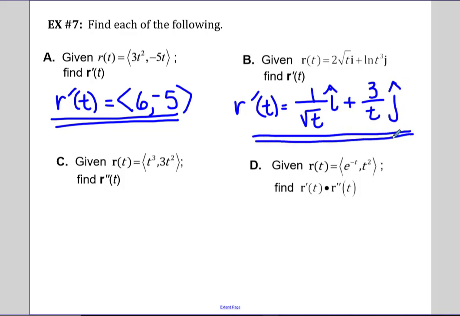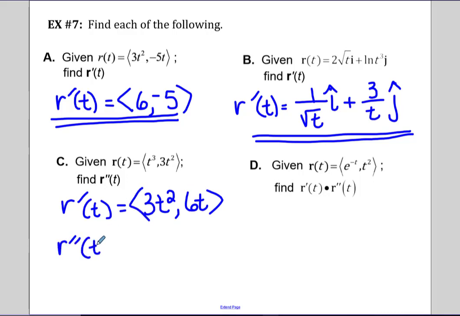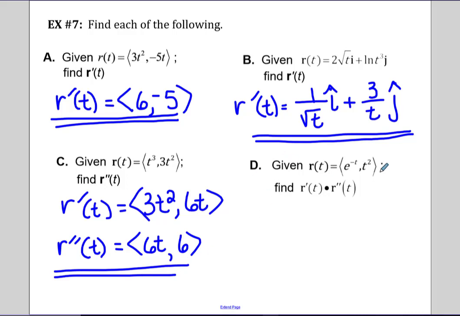So our first derivative. And this one we want to find the second derivative, so the first derivative is going to be 3t squared, 6t, and then our second derivative would be 6t and 6. So finding the second derivative.